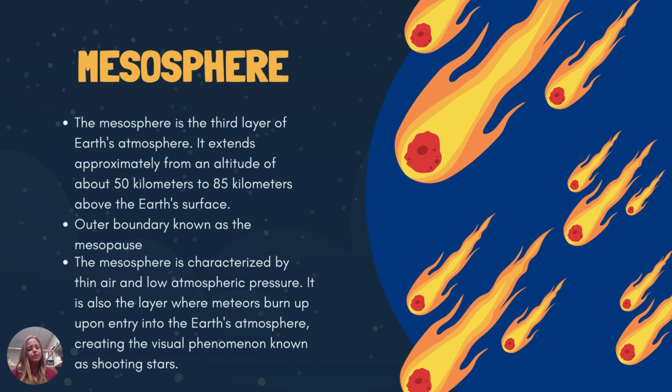Then we get into the mesosphere, which is the next layer, which is 50 kilometers to 85 kilometers above Earth's surface. Again, at the top of this, as you go into the thermosphere, there is a boundary known as the mesopause. And this is an area where we have really thin air, low atmospheric pressure, and it's also the layer where most of our meteors trying to enter Earth will burn up. So they will kind of disintegrate in this layer, and then depending on their size, may or may not actually make it to impact Earth.